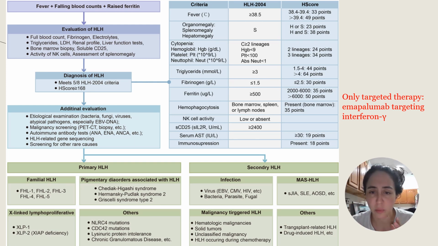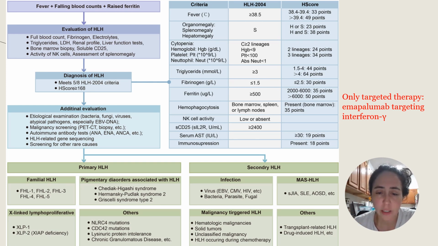I don't want to complicate this too much, but on the right, you can see on those blue columns the criteria, the scoring, and how many points each thing is. So we have the fever, the splenomegaly, cytopenia, which could be thrombocytopenia, neutropenia, ferritin. So kind of an easy criteria.